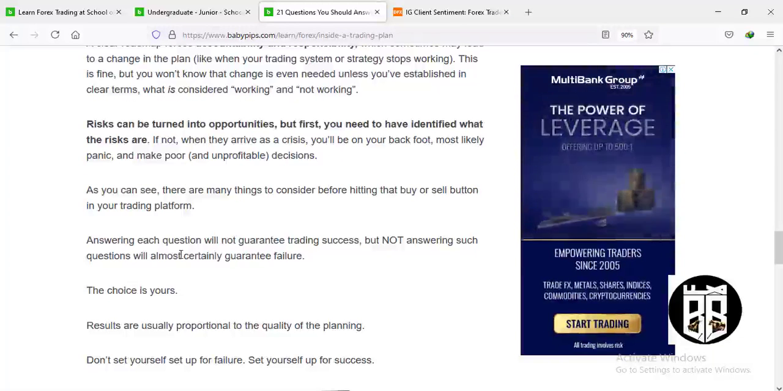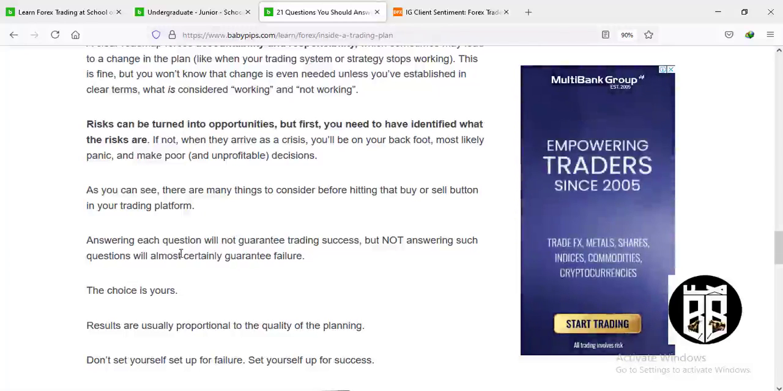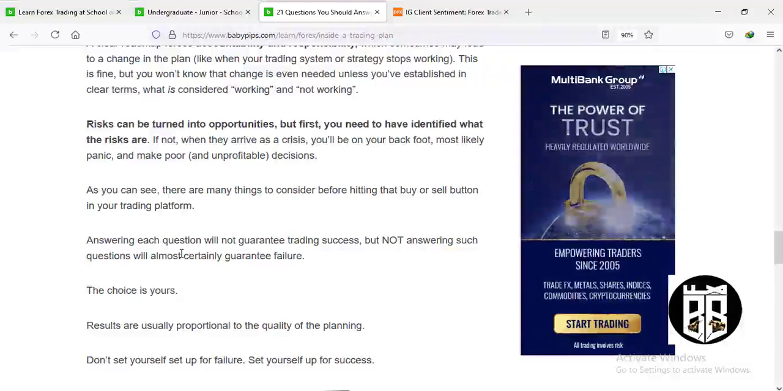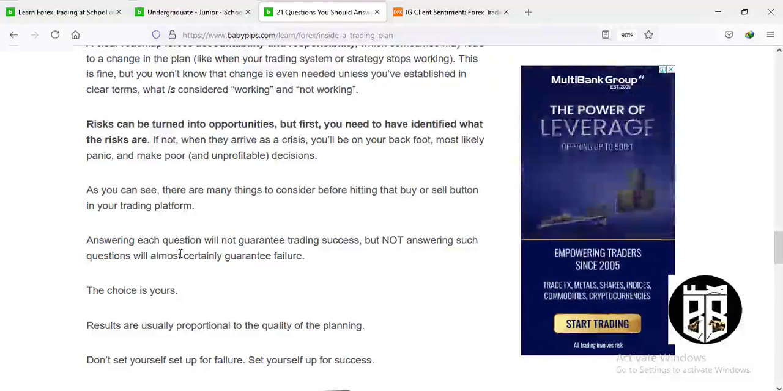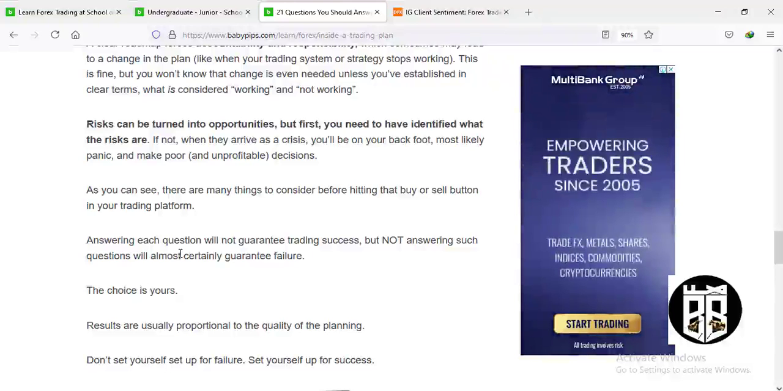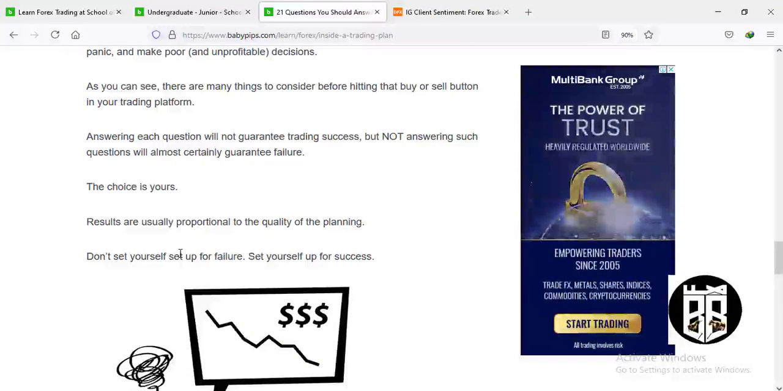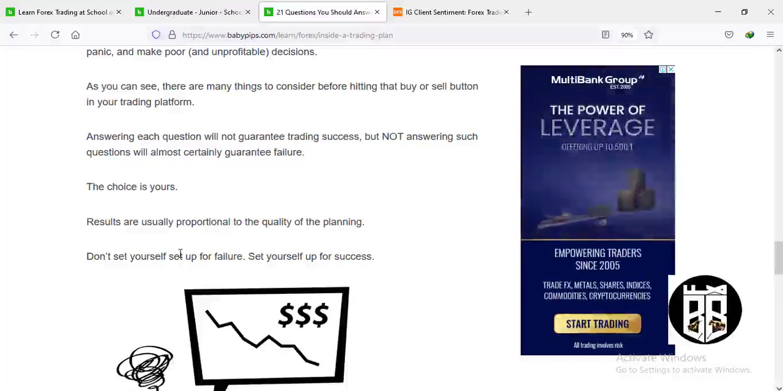So as you can see, there are many things to give consideration to before you hit the buy or sell button in your trading platform. Answer those questions honestly. But even though you answer the questions honestly, it doesn't guarantee success. What can guarantee success is the choices you make.